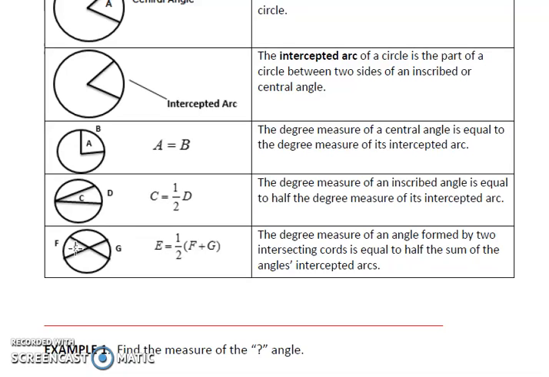The degree measure of an angle like this one is equal to half the sum of the degree measures of these 2 intercepted arcs here, of these angles. So here's the intercepted arc of this angle, the intercepted arc of this angle. So half of the sum of these arcs equals this angle here.